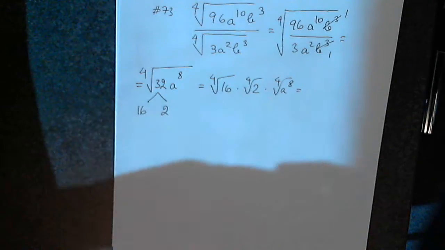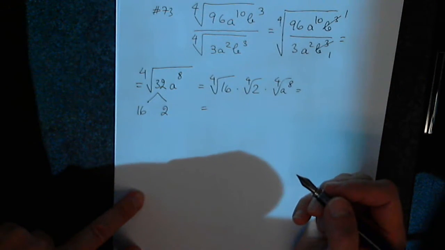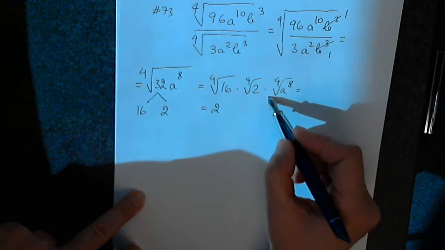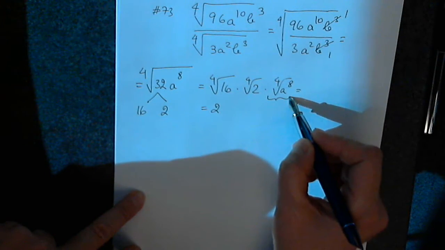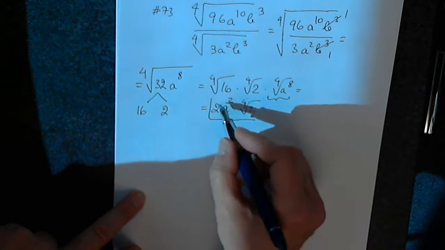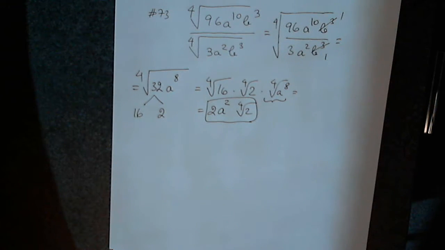So the simplified form. Yes. How much is this? A to the 2. Very good. And then the fourth root of 2 has to stay. There is nothing else. Very good. Do we need more of these? Yes. Very good. Let's say 75.